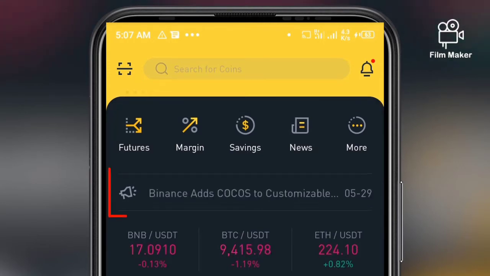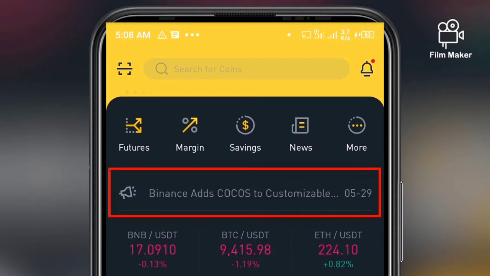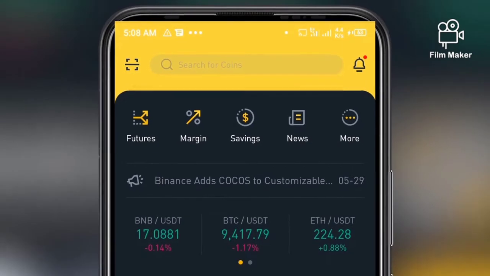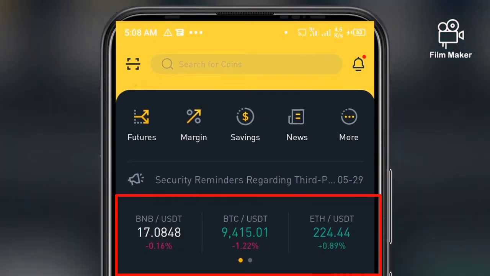And also below it, we have the latest news from Binance. And below that as well, we have the pairs with the top volume. That is the pairs that people trade most. So right now we have BNB, BTC, Ethereum against USDT. This is what people are trading most.